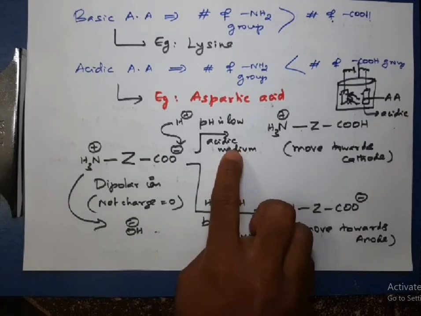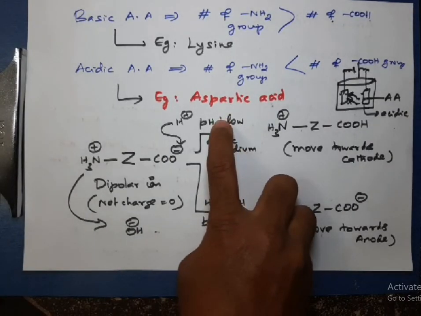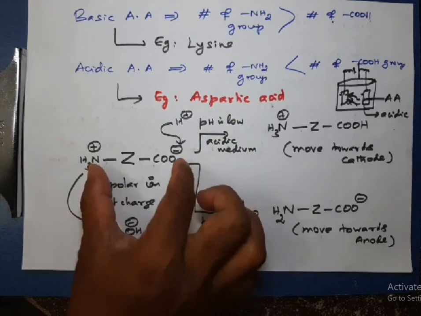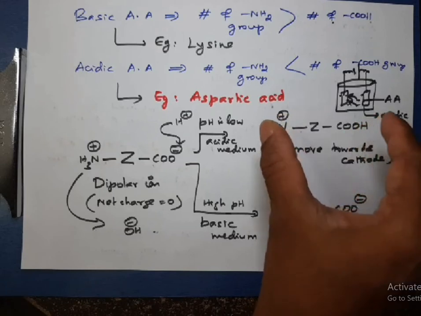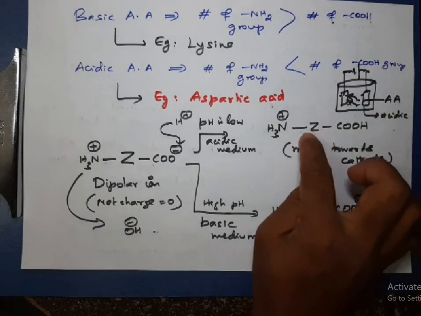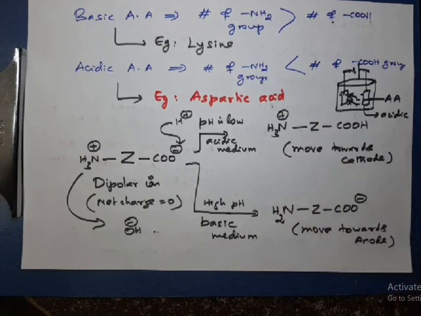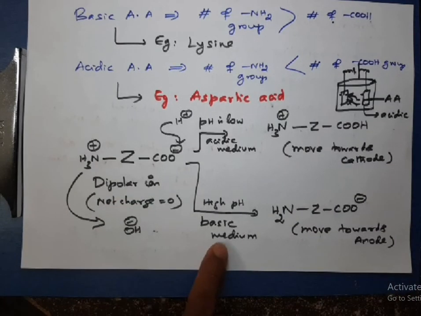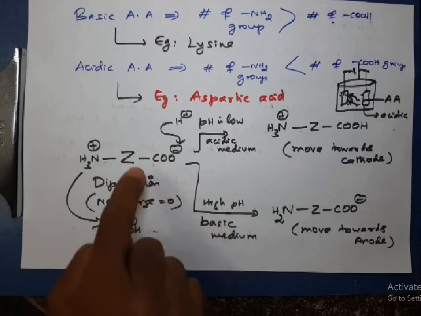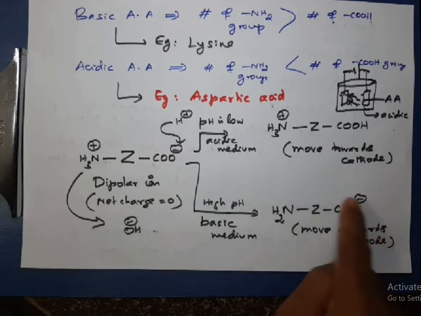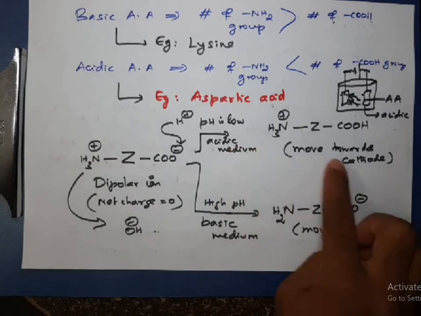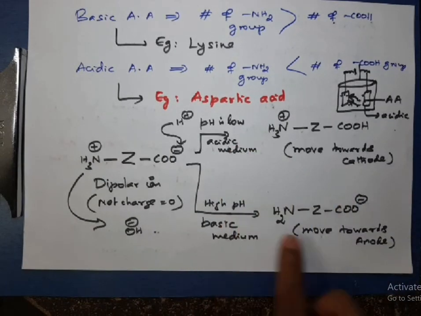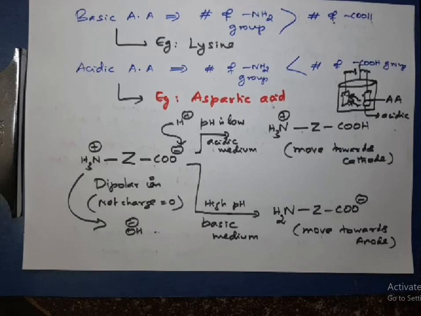In acidic medium, that is under low pH, the zwitterion or dipolar ion will become a positively charged ion. Since it is positively charged, it will move towards the cathode. Whereas in basic medium, meaning high pH, that zwitterion will become a negatively charged ion and it will move towards the anode. Okay, so keep this in mind. At low pH, it will move towards the cathode, and at high pH, it will move towards the anode. This is a well-known concept.